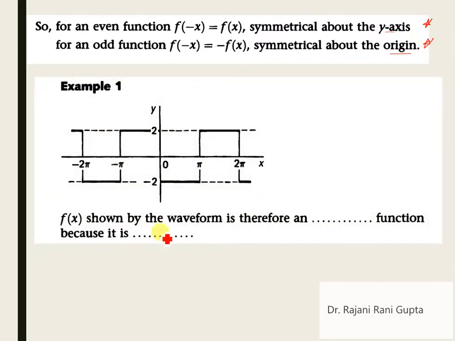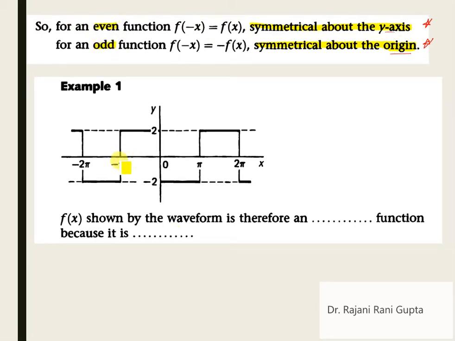Now, suppose you have this one. The graph of the function is given to you and you need to tell whether the function is an even function or an odd function. As the graph is there, you need to identify even or odd by using the symmetry. Check if it is symmetric about the y-axis or about the origin. Then accordingly you will say that it is an even function or an odd function.